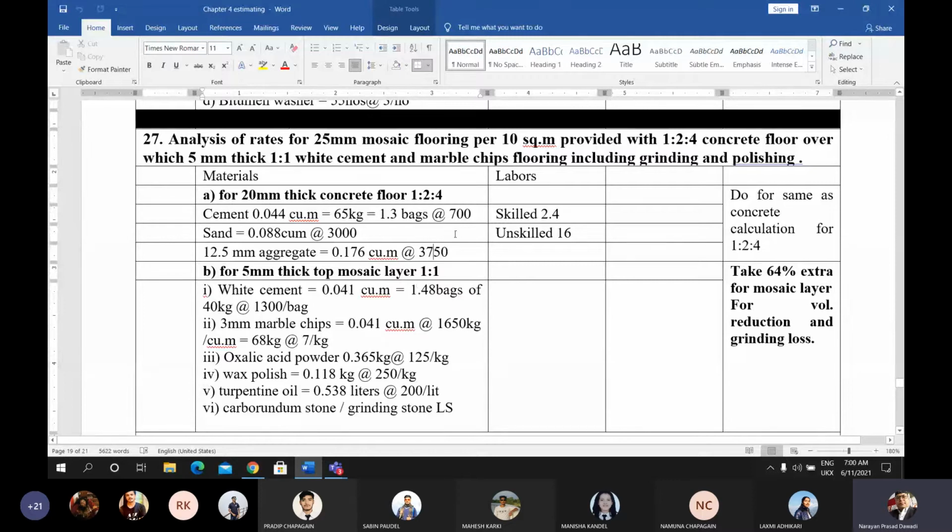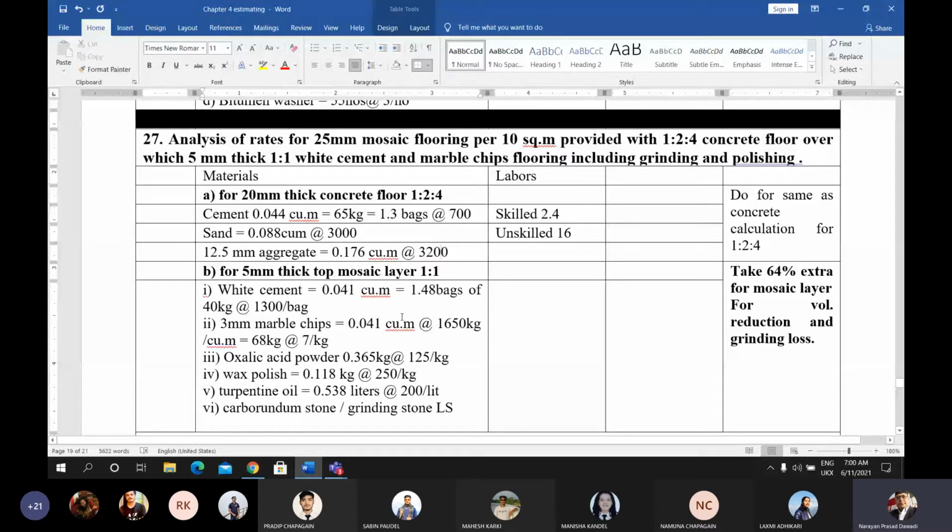Now, this aggregate can be available at 3200 per cubic meter. Now this is the material for 20 mm, and for the 5 mm top mosaic layer, the 1:1 mosaic layer is given as white cement and the marble chips. White cement is 0.041 cubic meter, and the 3 mm size marble chips are used. Colored marble chips can be used. 3 mm marble chips are 0.041 cubic meter, 1:1 proportion.